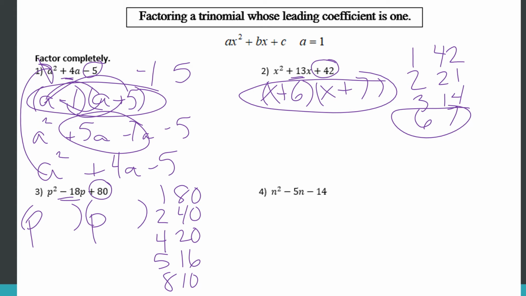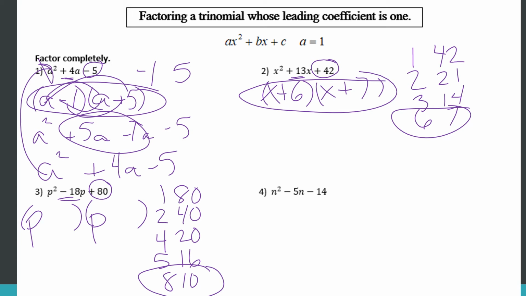So again, I want to find which ones give us that 18. So 1 and 80, too big. 2 and 40, too big. 4 and 20, we're getting a little bit closer. When I subtract them, I get 16, but when I add them, I get 24. Okay, 16 and 5, subtract them, I get 11. Add them, I get 21. So it must be the 8 and the 10.